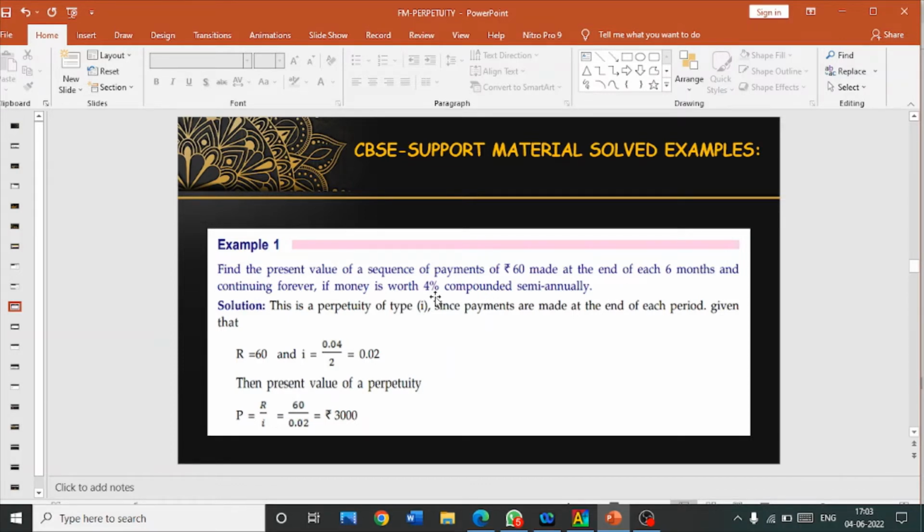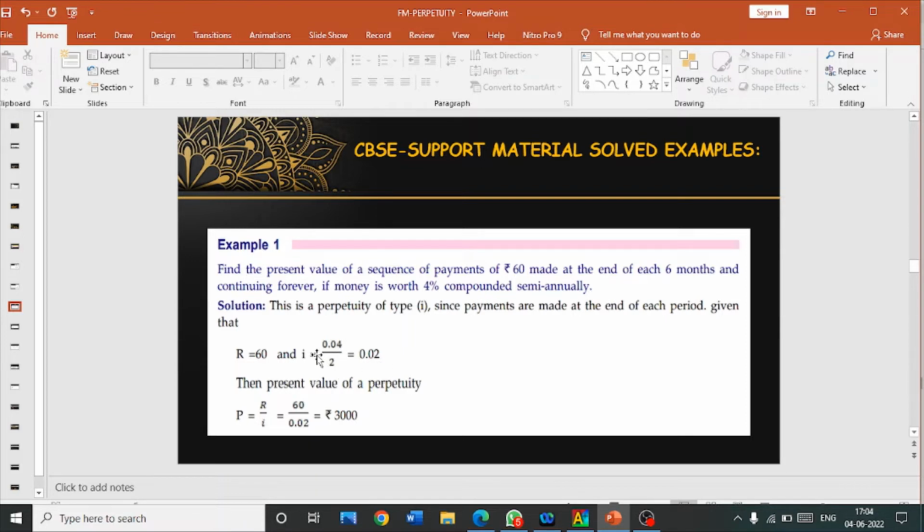Throughout the financial mathematics chapters, you will be given only the annual interest. Near the interest, they will mention whether it is compounded annually, semi-annually or quarterly. But the given rate of interest is the annual rate. If you want semi-annual interest, you have to find i. How to find i? For semi-annual, divide by 2. For quarterly, divide by 4. So here, 4% is 4 divided by 100, which is 0.04. Divided into half, 0.02.